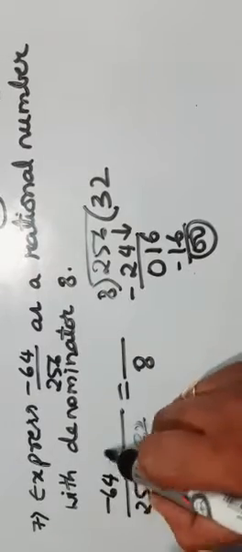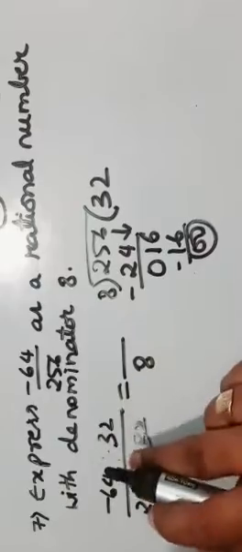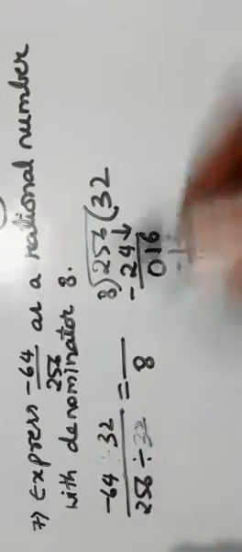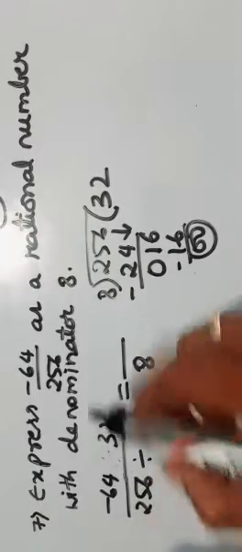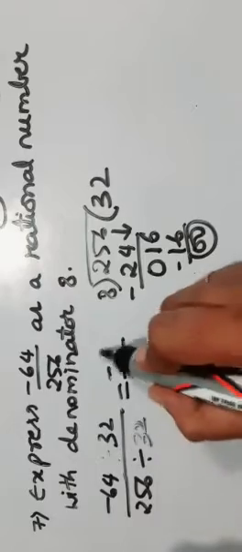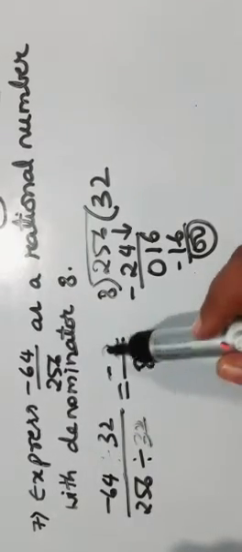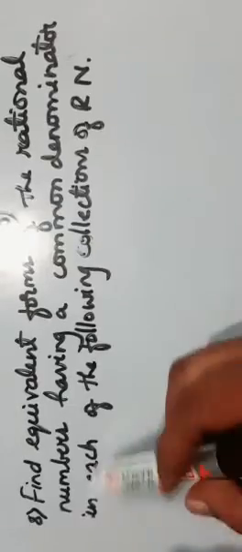When I divide the denominator by 32, I have to divide the numerator by the same number. Minus 64 by 32. Minus and plus, if you divide, you get minus in the answer. 64 by 32 is 2. So the required rational number is minus 2 by 8. Children, next is question number 8.